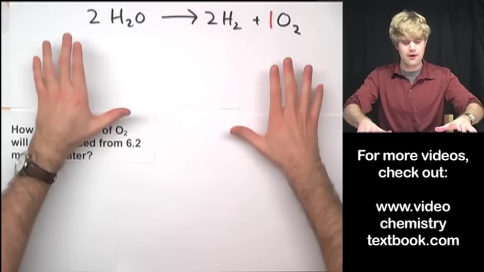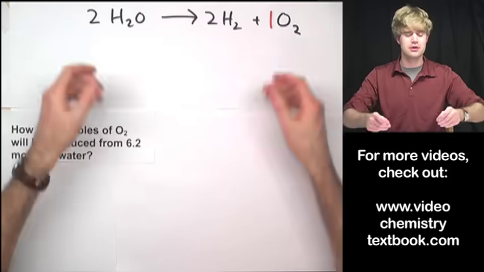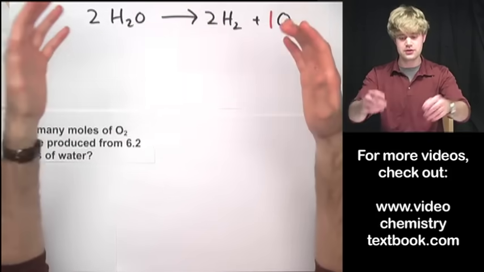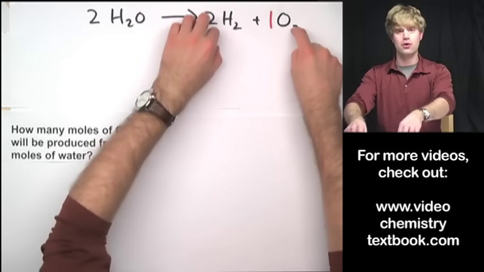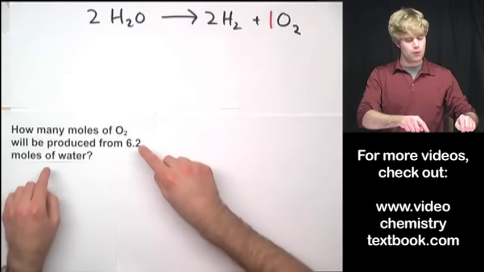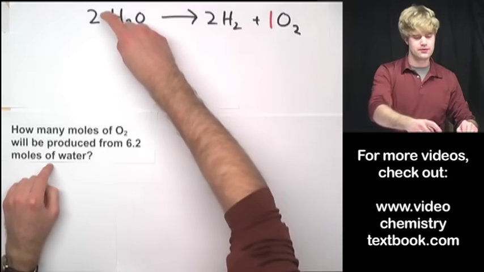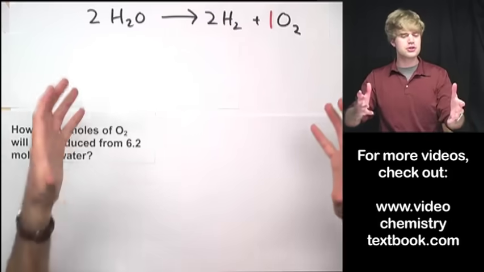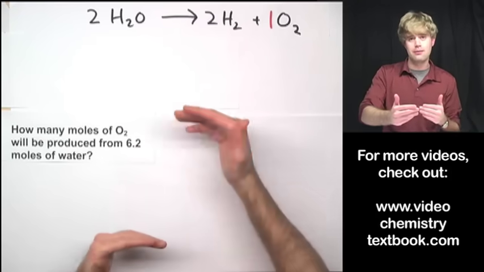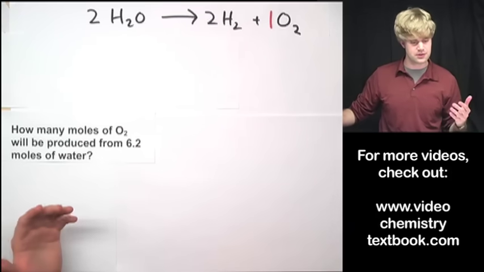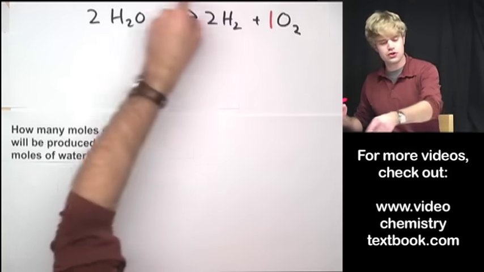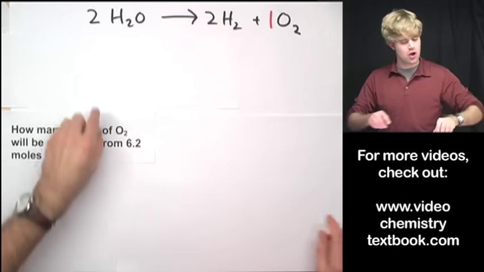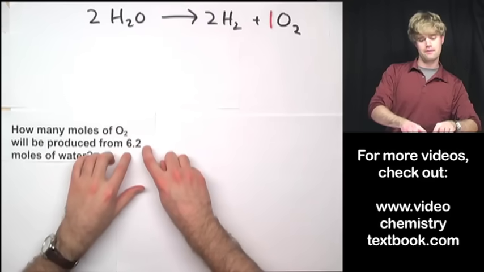First of all, I want you to think of this like a recipe. Right now, it's saying that we start with 2 moles of this, and that gives us 2 moles of this and 1 mole of this. But we're not talking about starting with 2 moles of H2O. We're talking about starting with 6.2 moles of H2O. This is just like when you're cooking and you've got to double or triple or quadruple a recipe. What do we have to do to this recipe so that instead of starting with 2 moles of water, we start with 6.2 moles of water?